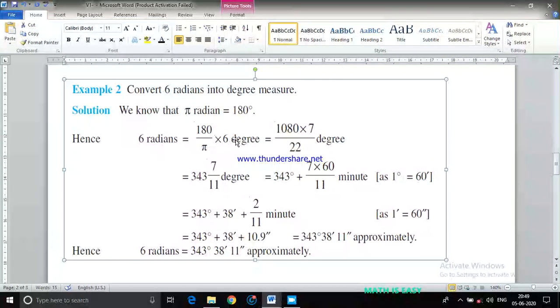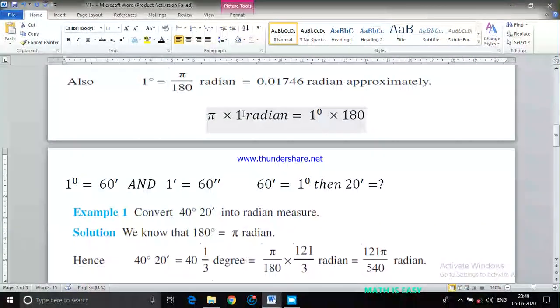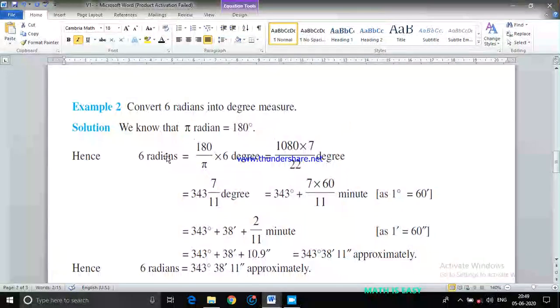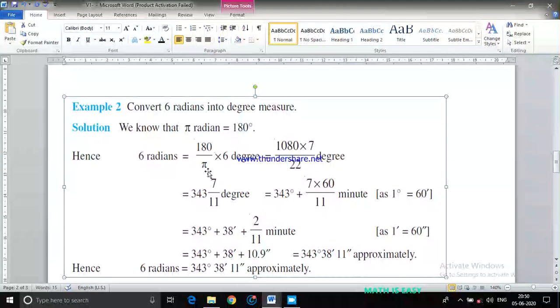6 radians equals, because you want the answer in terms of degrees, this 6 I kept as it is, 6 here. Now radians I am replacing with degrees. If radians are replaced with degrees, what is our measurement? 1 radian equals 180 upon pi, this pi will come to the denominator. 180 degrees upon pi, because 1 radian will be 180 degrees upon pi. That's what I have done here. This radian I replaced with 180 upon pi degrees, and this 6 I kept as it is.